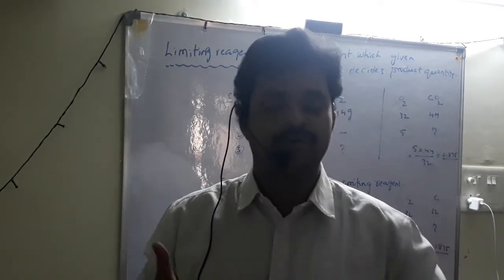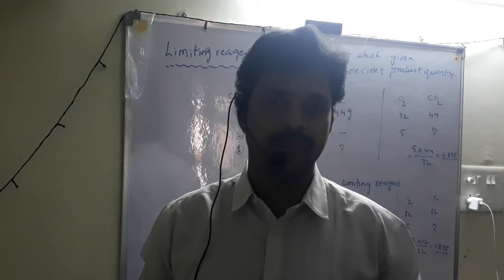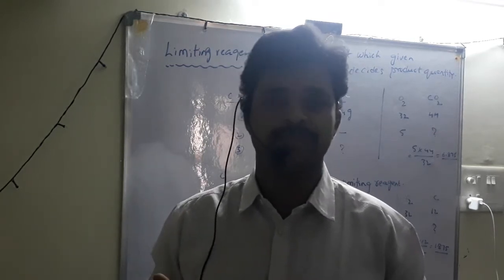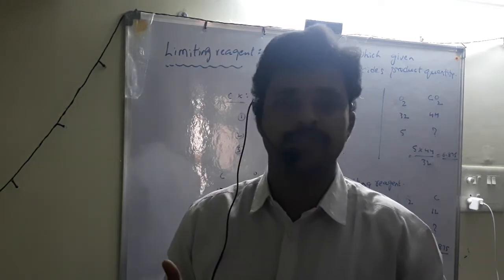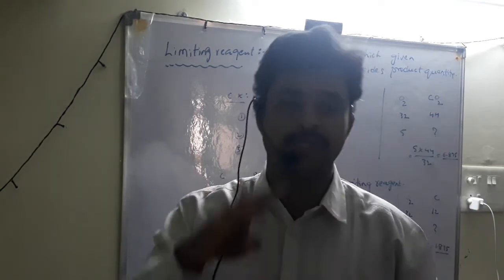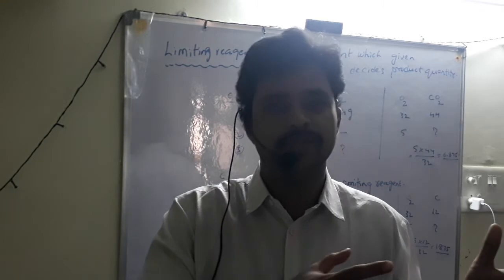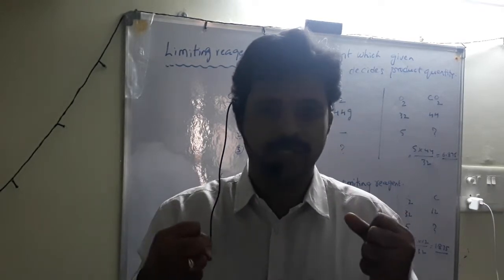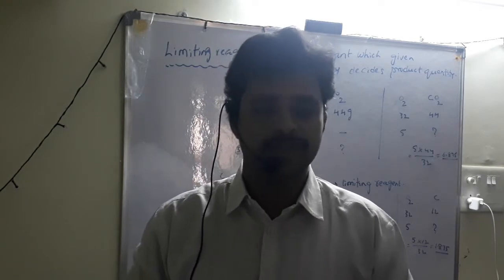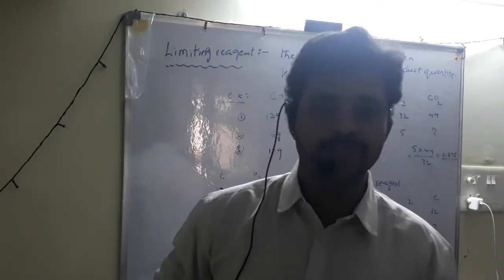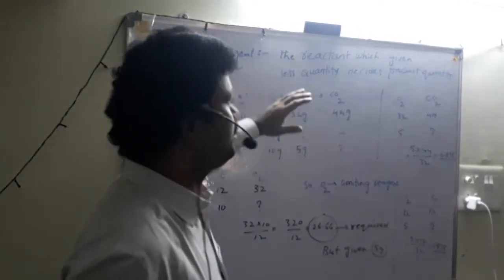This topic we will come across after the law of conservation of mass, law of constant proportions, law of multiple proportions, and law of reciprocal proportions. There are four laws. The quantitative aspects of the chemical equation are governed by these four laws. Just now I told you, right? To understand the meaning of this limiting reagent, let us see.